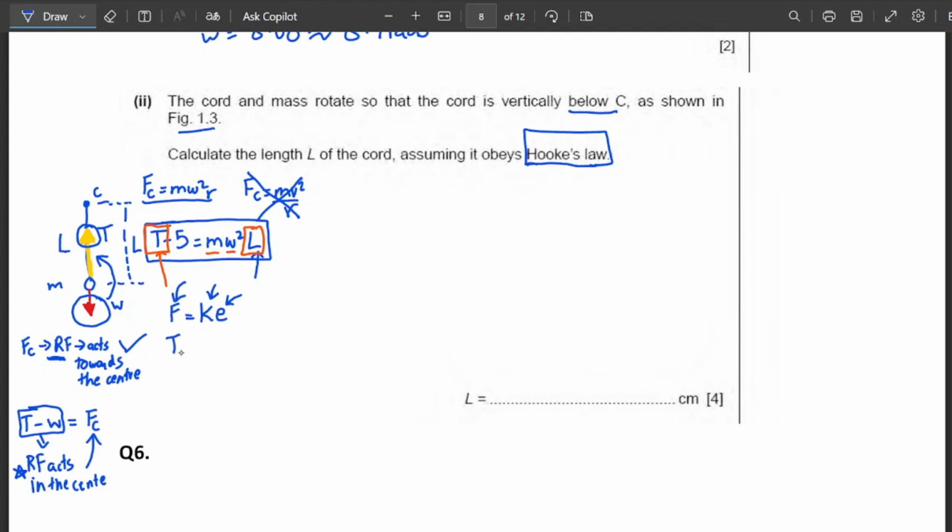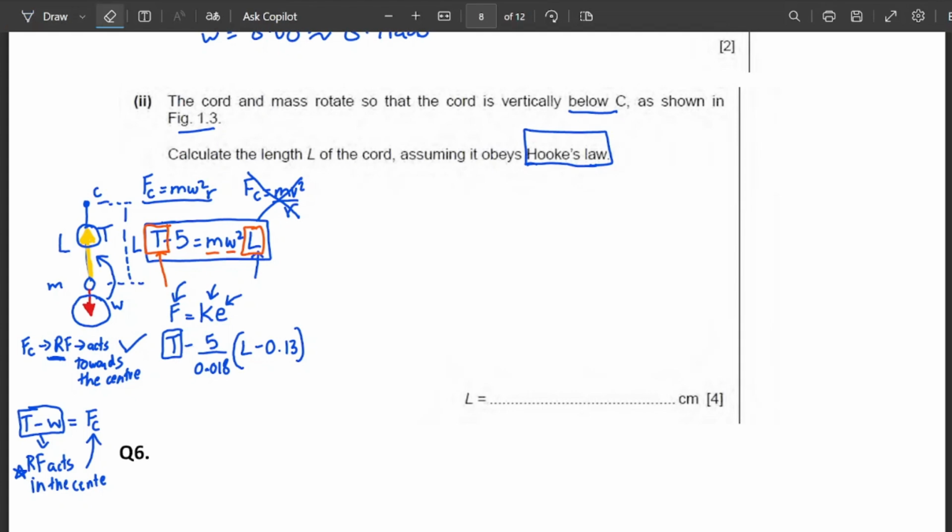So I can replace the T over here. Now the tension in the cord is dependent on the k, which is 5 over 0.018 newtons per meter, which I just found in the first step, and e. Now I don't know what my extension is, but I know that extension is equal to the final length, which is L, minus the original length, which in meters is 0.13 meters. So this right over here is how I can find my tension.